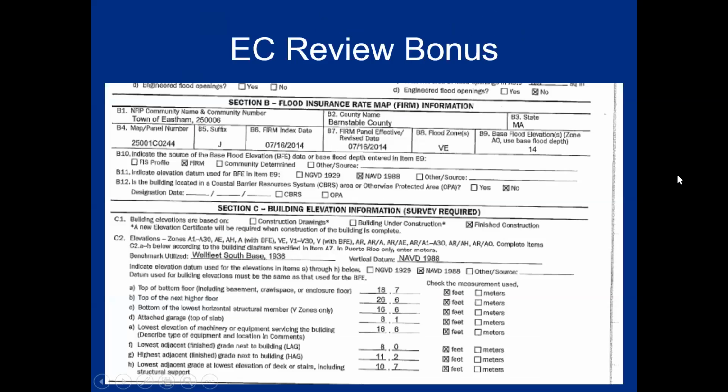Okay, I told you before, I showed you a picture of a building with what they wanted to call an attached garage. I said it's a compliance issue. Here is the elevation certificate for that building. So it's a V zone. Their elevated floor is elevated properly. Next highest floor, bottom of the lowest is where it should be. Attached garage, 8.1. Lowest adjacent grade, and that's next to the attached garage, is 8.